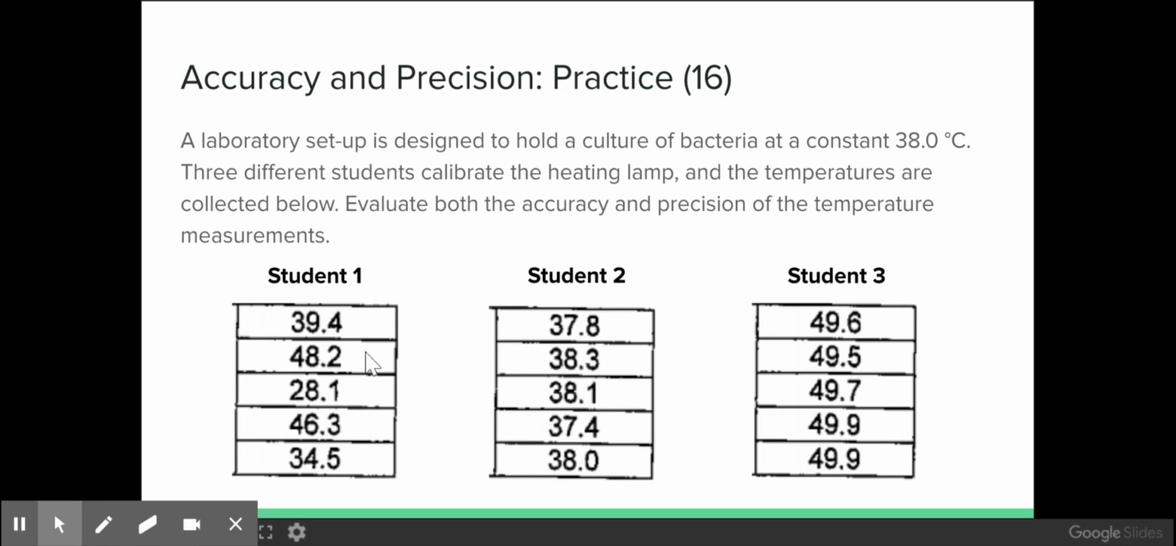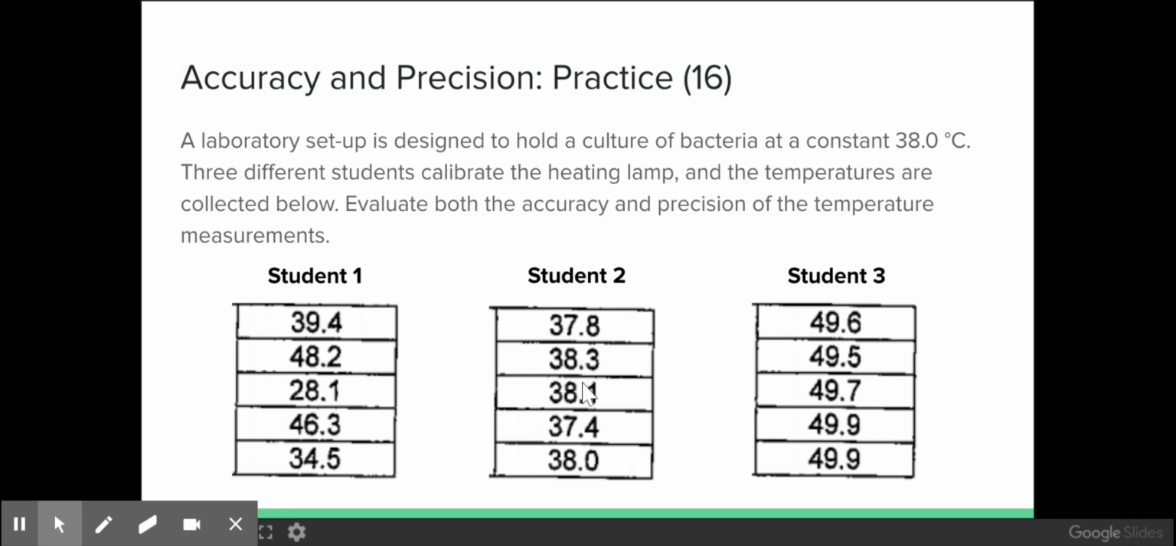Student 1's information is all over the place. The precision is obviously very poor. If you take the average of these 5 numbers, it comes out to be more than 39 degrees Celsius, which is a full degree off of our mark. So I would say this is poor accuracy and poor precision.